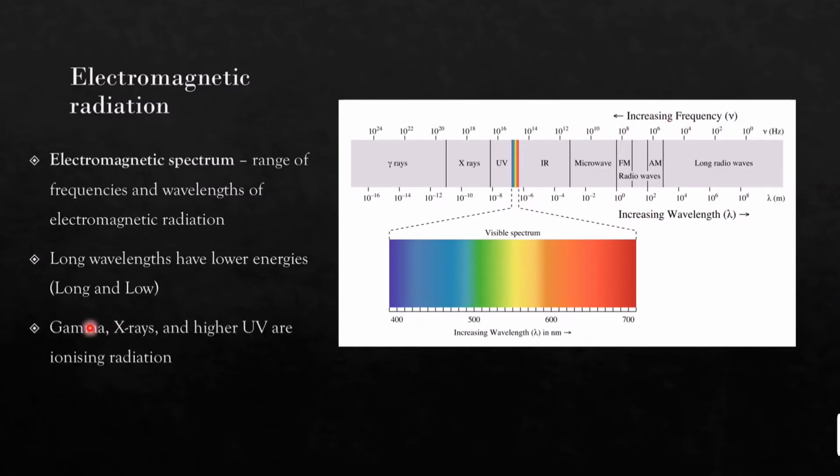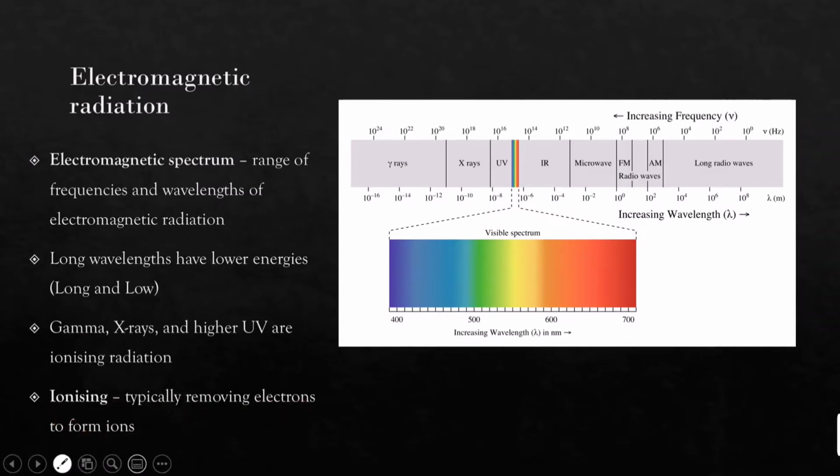And we know that gamma, X-ray, and higher UV radiation are ionizing radiation. So this top part of the spectrum here, we know is ionizing. And ionizing is typically removing electrons to form ions. So these ionizing radiations mean that ionization happens, where we form ions.